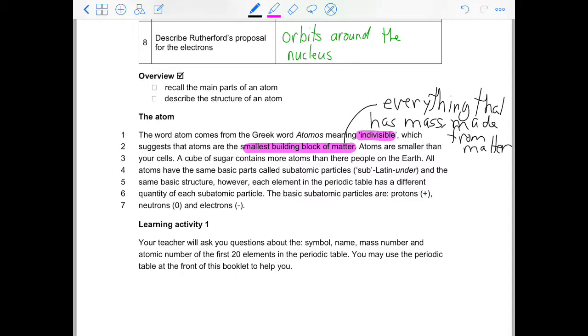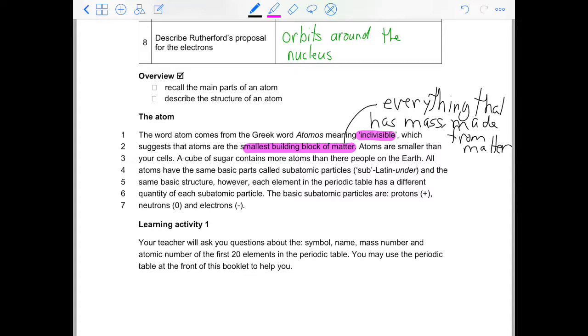So, atoms are smaller than your cells. They are the smallest thing that we really know about. A cube of sugar, for example, 1 centimeter by 1 centimeter by 1 centimeter, the size of a dice, if you can't think of the size of a cube of sugar, has more atoms inside of it than there are people on Earth. So that is how teeny tiny an atom is.